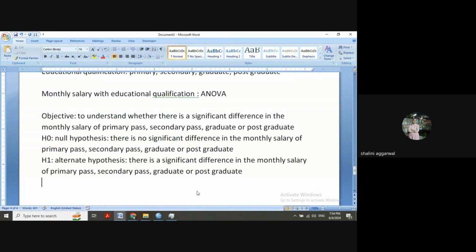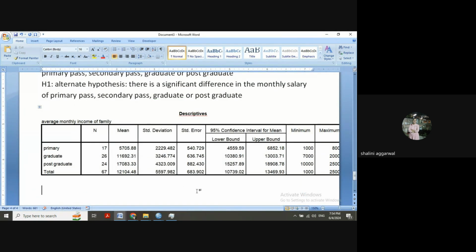Okay, so what is the first table that we have got? This is the descriptive statistics. It is talking about primary, graduate, and postgraduate, and the mean. What we have got is the average monthly income of the people with primary education, graduate, and postgraduation. So this is the mean, right? Standard deviation, and this is what it is. This is the first table that we have got.